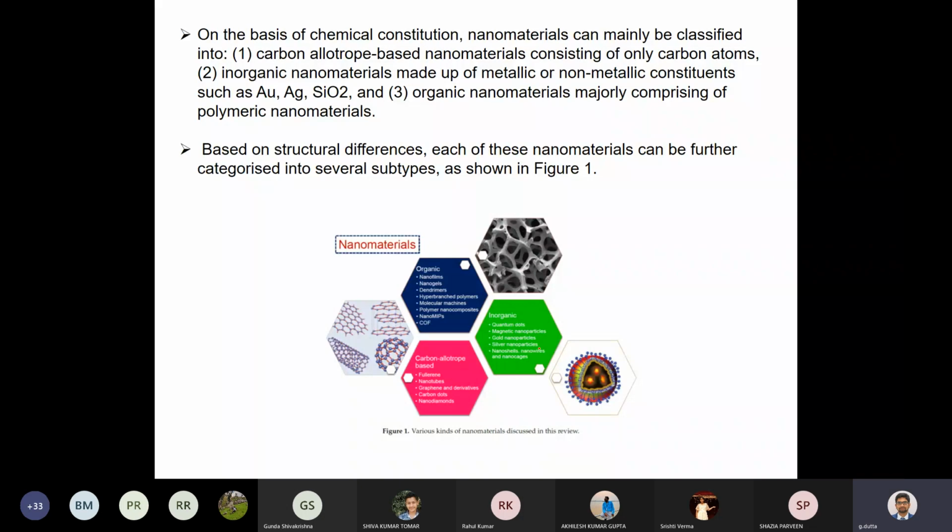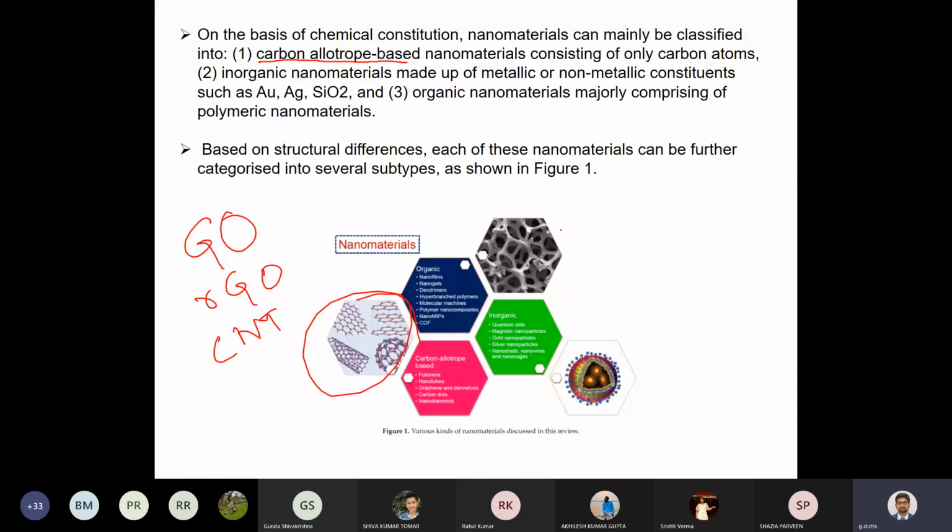Okay, now come to the nanomaterials. Different kinds of nanomaterials can be useful for development of the sensor surface. One can be carbon allotrope-based, like graphene oxide, reduced graphene oxide, or carbon nanotube. So different kinds of carbon-based materials. You can see here their microscopic image. They look like this.